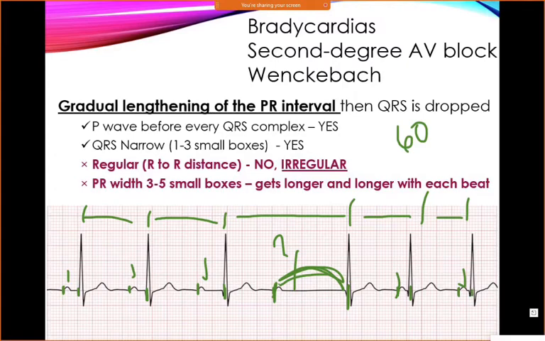You will see this pattern throughout multiple beats, and sometimes with blocks you need to look at longer than 6 seconds to see it. Basically your PR starts normal and then gets longer and longer and longer, and the QRS kind of drops out. So that's a second degree type 1. It's also called a Wenckebach.